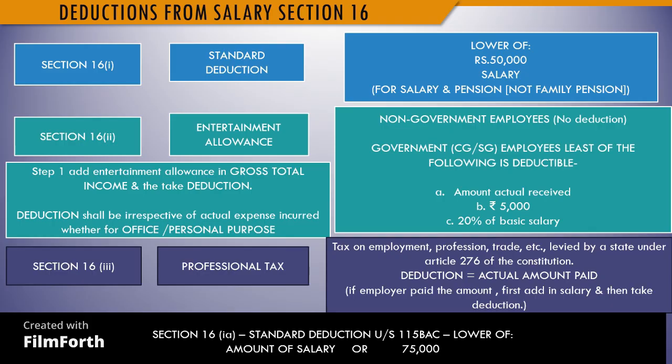Entertainment allowance. Entertainment allowance received is fully taxable and is first to be included in the salary, and thereafter the following deduction is to be made from gross salary. However, deduction in respect of entertainment allowance is available in case of government employees only. The amount of deduction will be the lowest of 1/5 of his basic salary, or Rs. 5,000, or the entertainment allowance received.